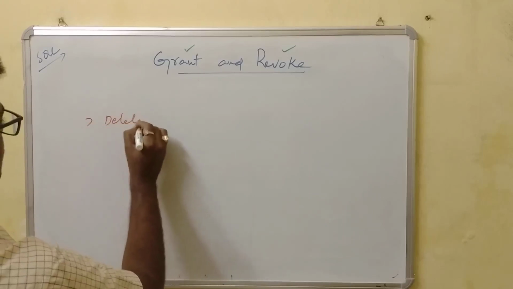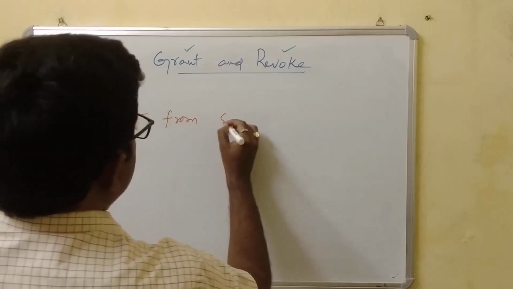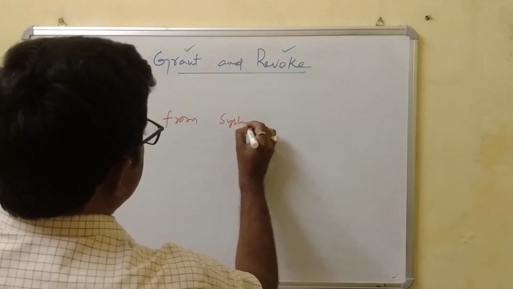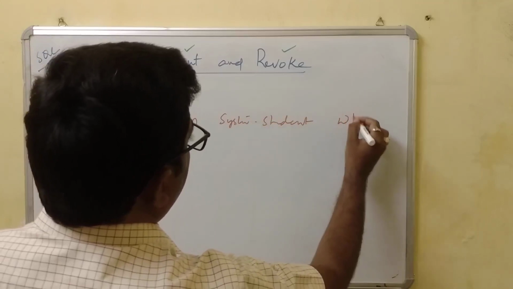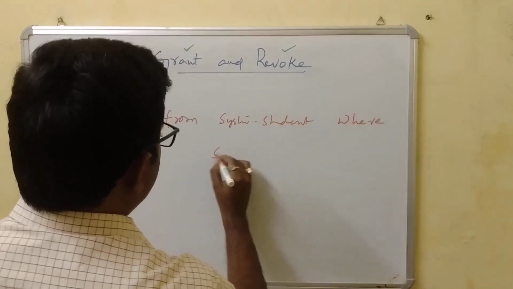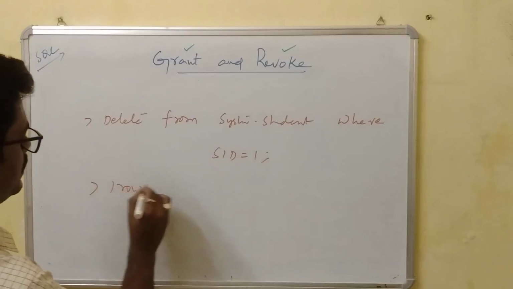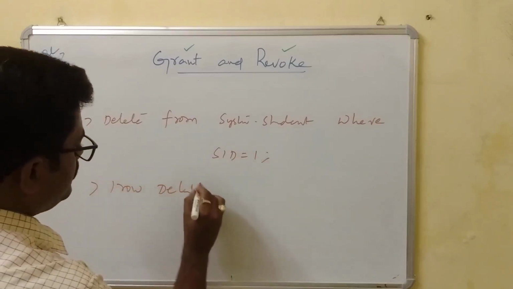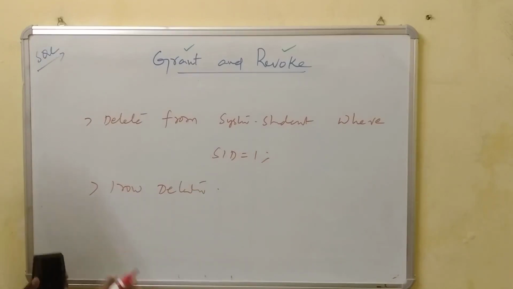Delete from system.student where SID equal to 1. If you do this, one row will be deleted, right. So likewise we can work with the main table which is there on the system database.